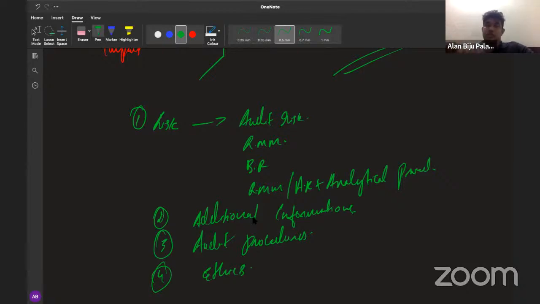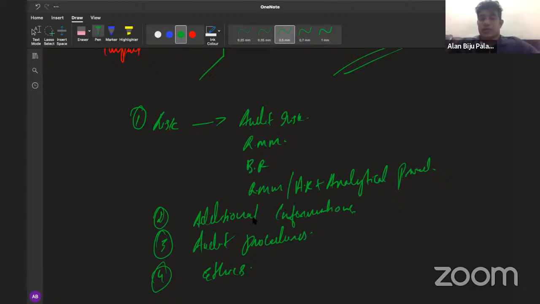reviewing the board minutes, then reviewing the notes to financial statements, as well as having a proper understanding of the company's analytical procedures by performing comparison between current and prior years. So these are the points that you need to write in relation to audit procedures.